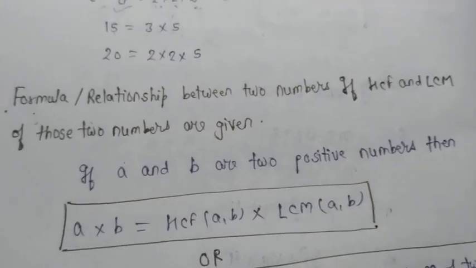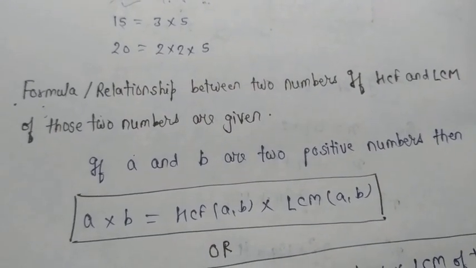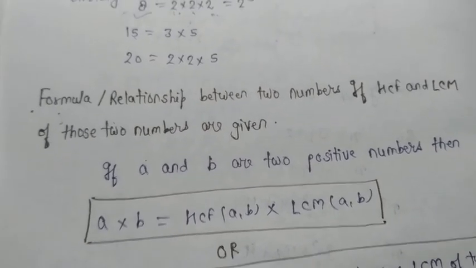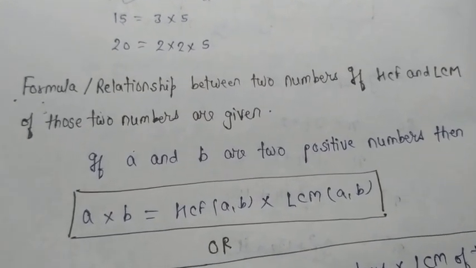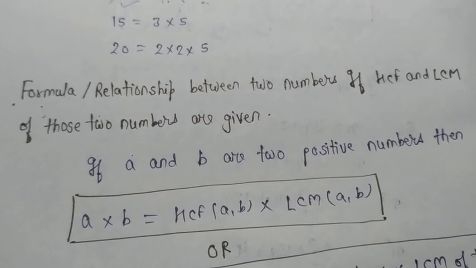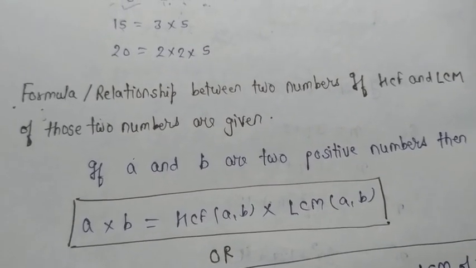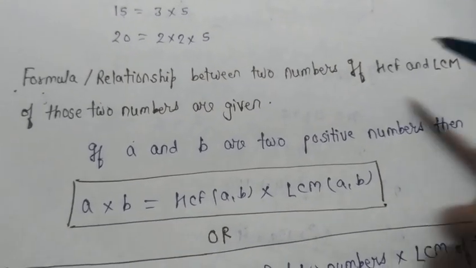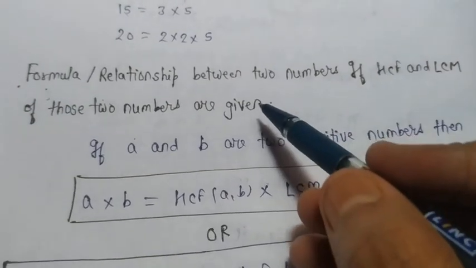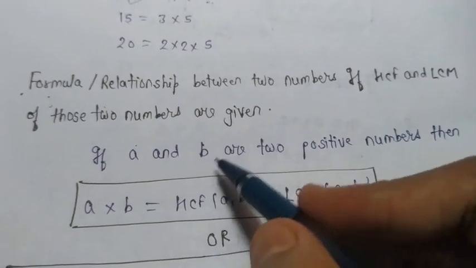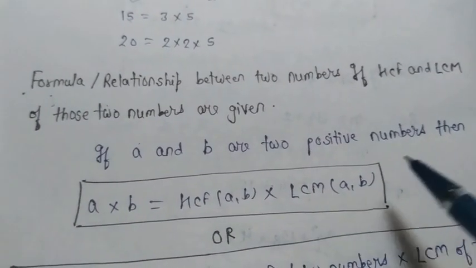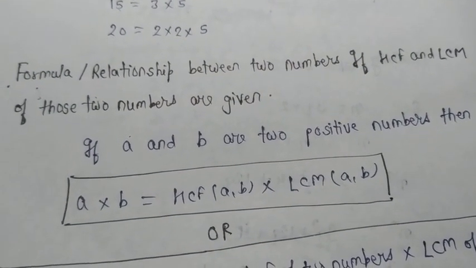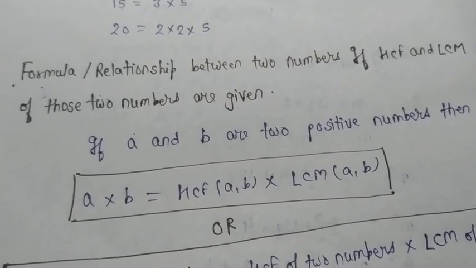See, the relation between two numbers if the HCF and LCM of the two numbers are given. One more time I am going to repeat this formula. The relationship between two numbers if the LCM and HCF of those two numbers are given. In every board examination, a 1 or 2 marks question always comes from this formula. So it is very important, and you have already studied this in the lower classes also.